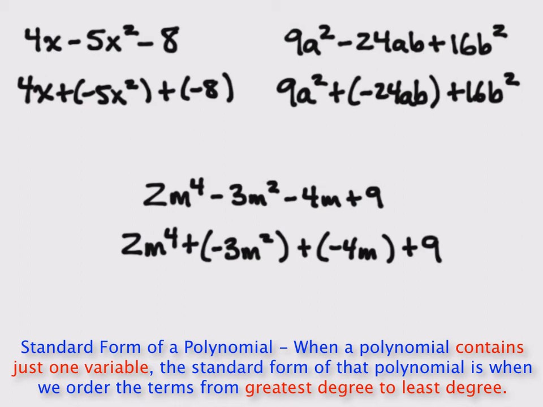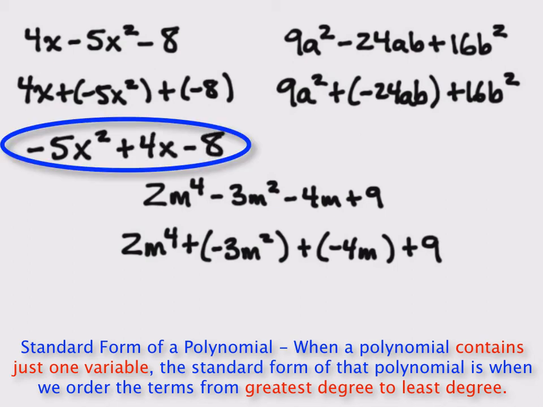There's no other variables going on. This polynomial up here has all x's, but it's not in standard form because it's not going in decreasing degrees. It goes degree 1, degree 2, degree 0. If we wanted to write it in standard form, it would look like negative 5x squared plus 4x minus 8. This would be the standard form of that polynomial.